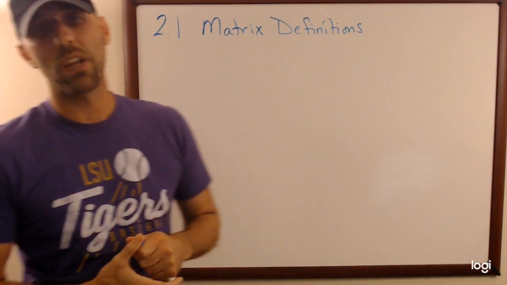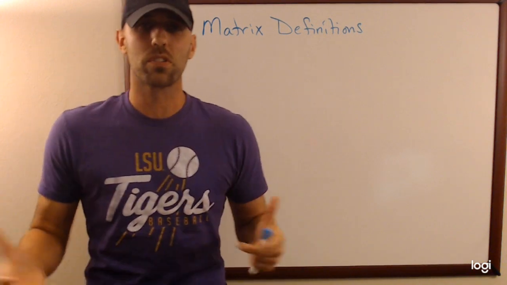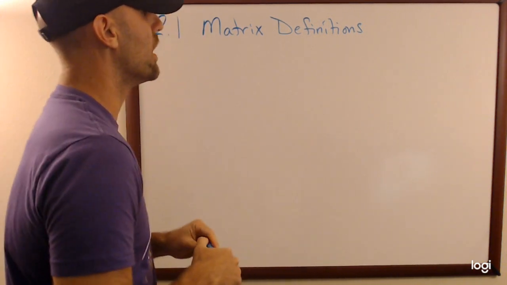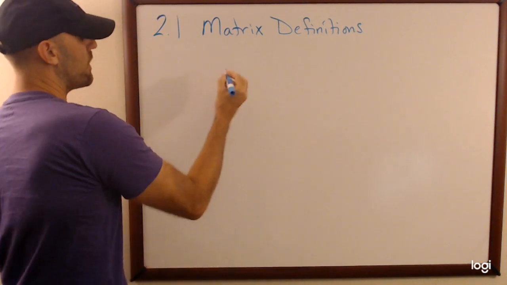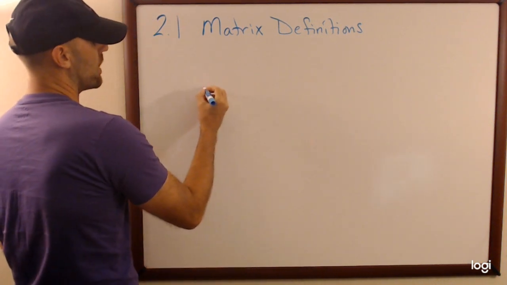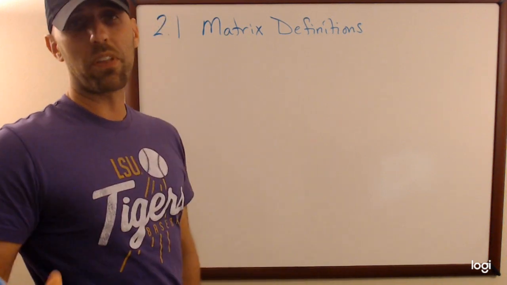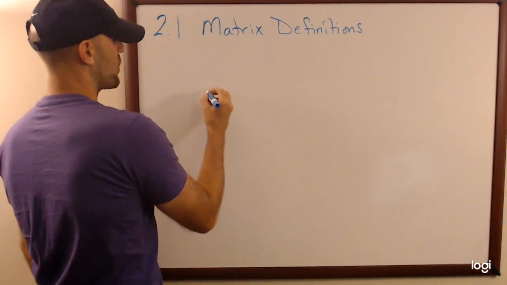We've got matrix definitions. The first thing is, well, what's a matrix, right? The intuitive definition is a matrix is just a grid of numbers. It's an array of numbers. Now, we typically label them with capital letters. So let's just call this one A.